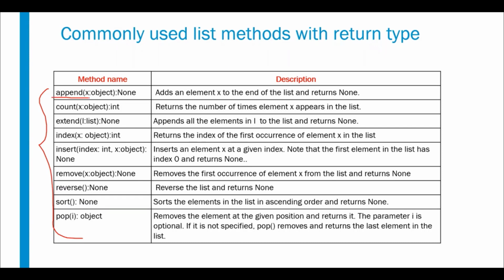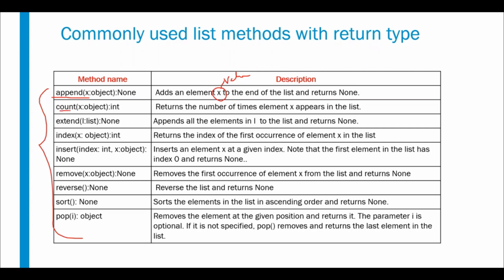The first method is the append function. What this function does is add an element x to the end of the list and returns none. Let's assume x is a value. Suppose I have some list of items. When I use this append method, the new value will be appended to the existing list items.